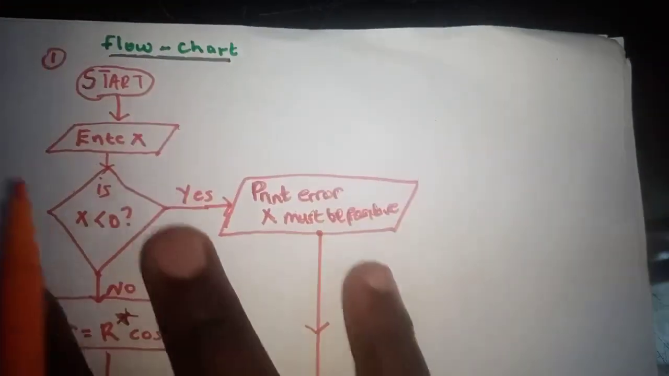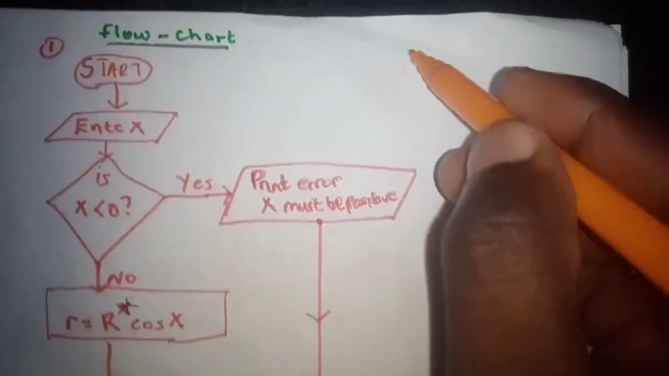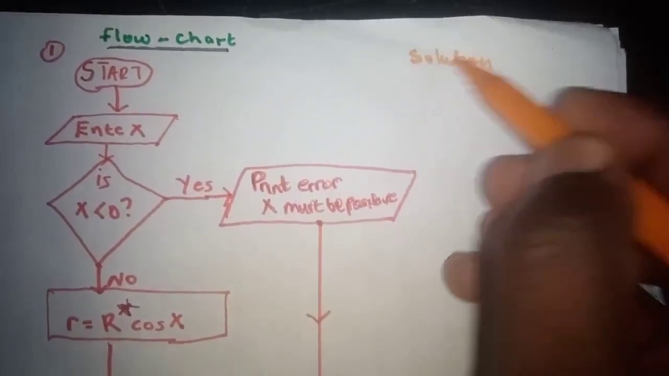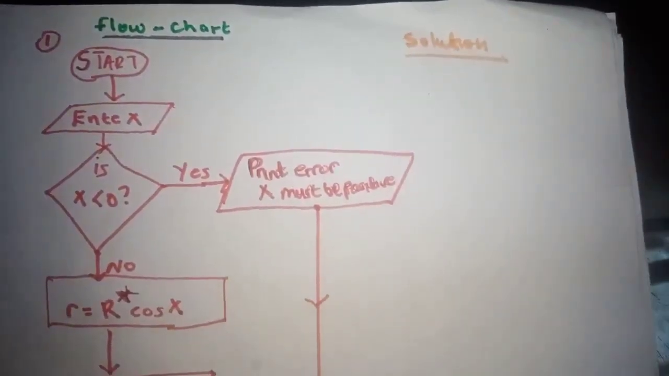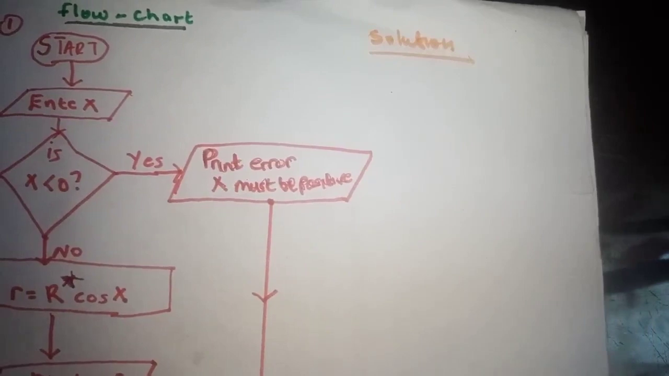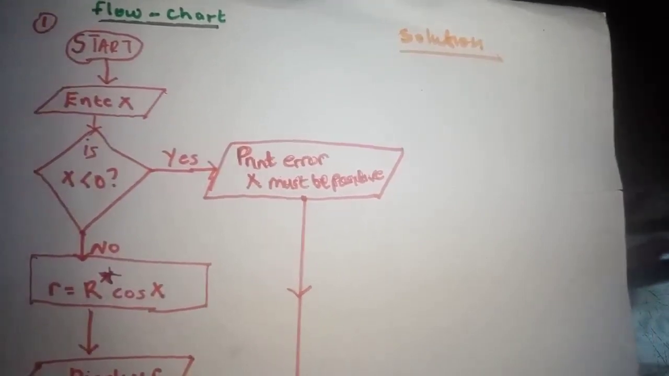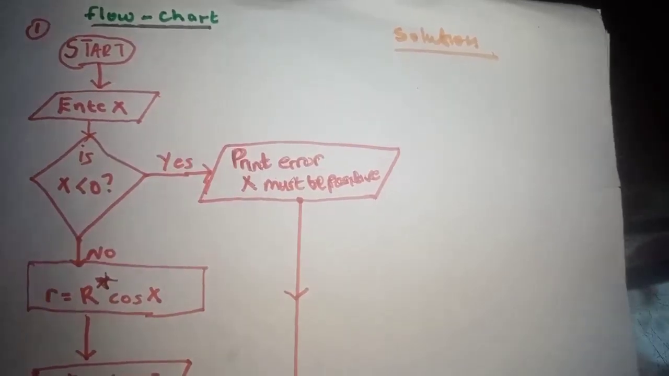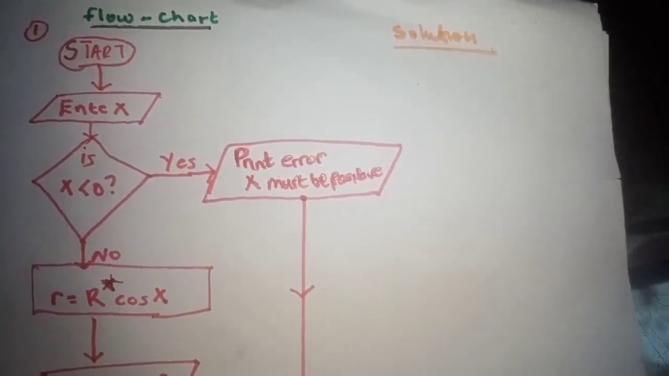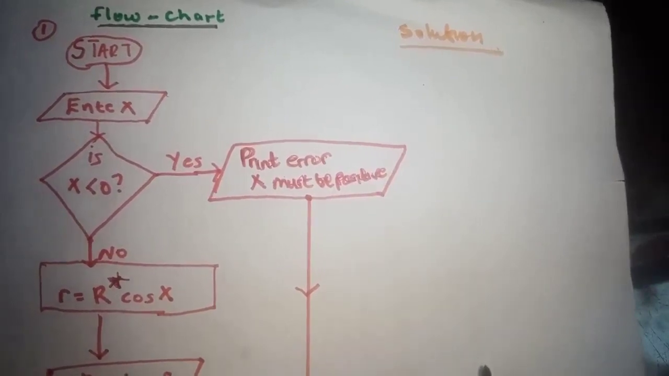For this question, we'll just do it right here. Solution, use a nice ink. Here you'll be asked to come up with a pseudocode from this flowchart. This is an exam question that I've gotten from a past paper.